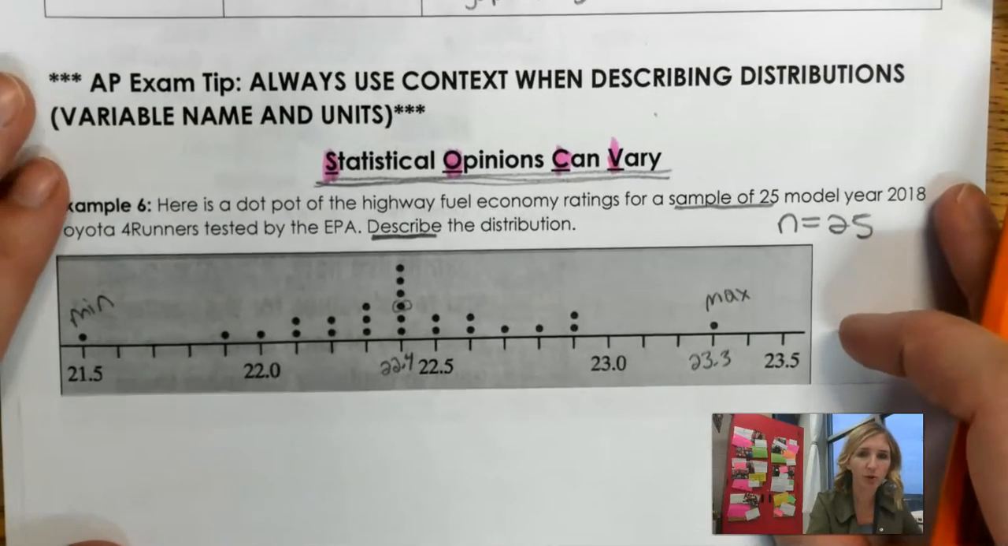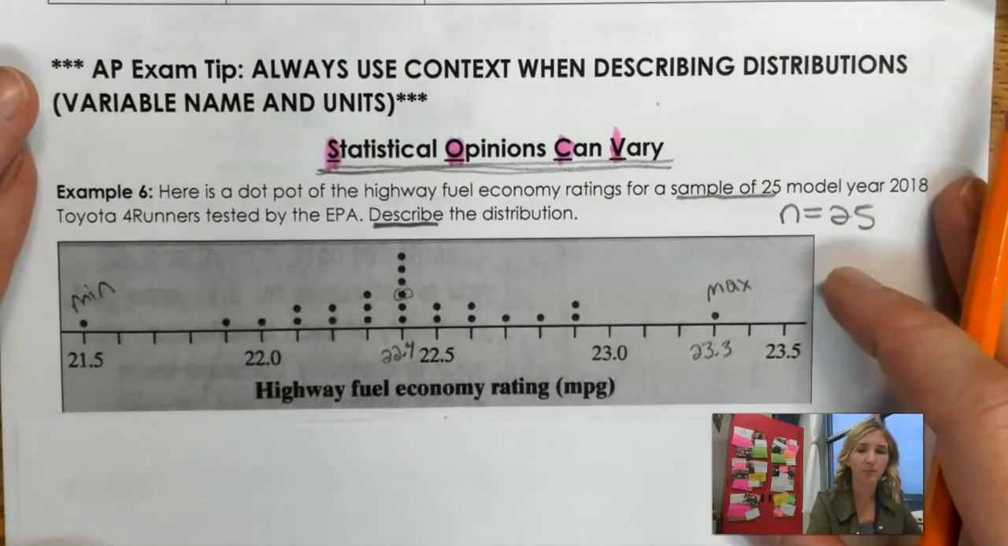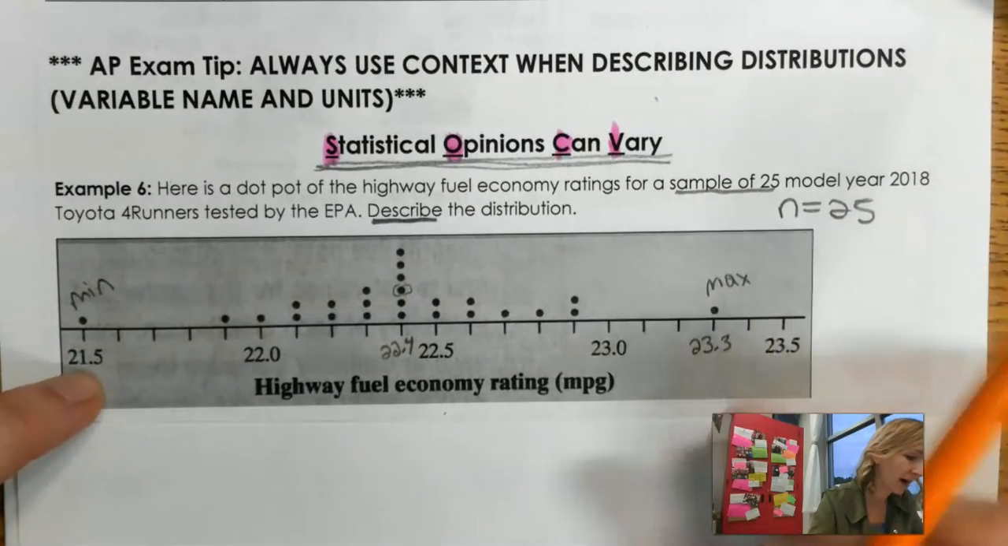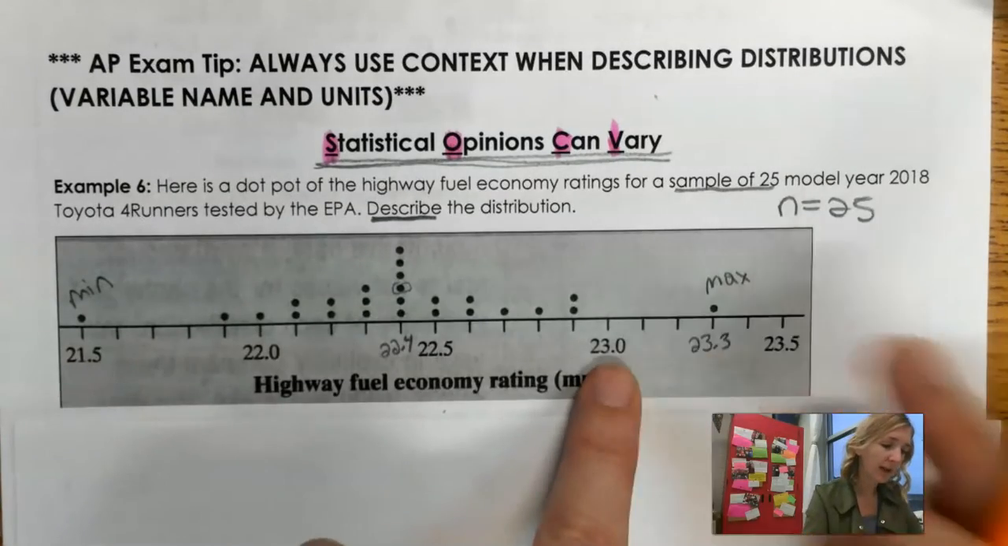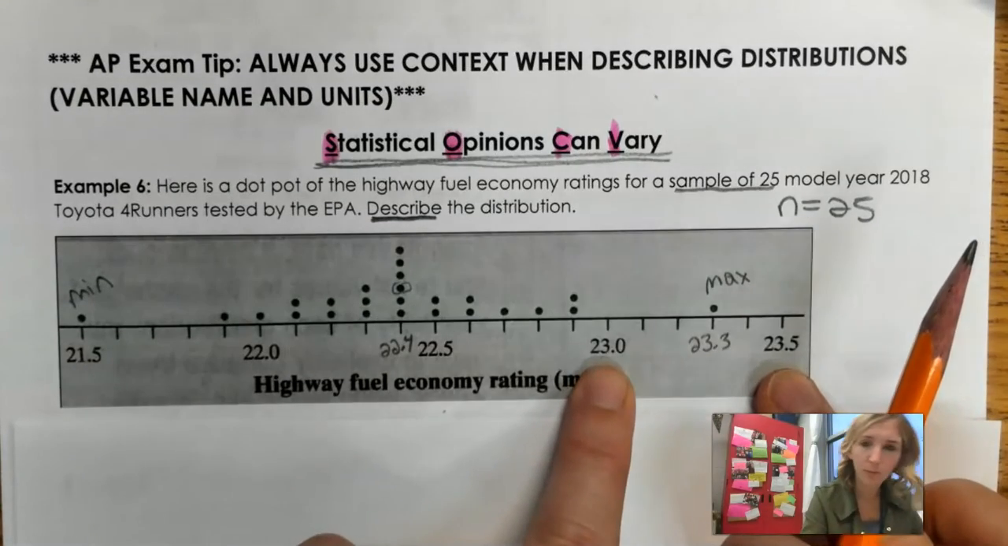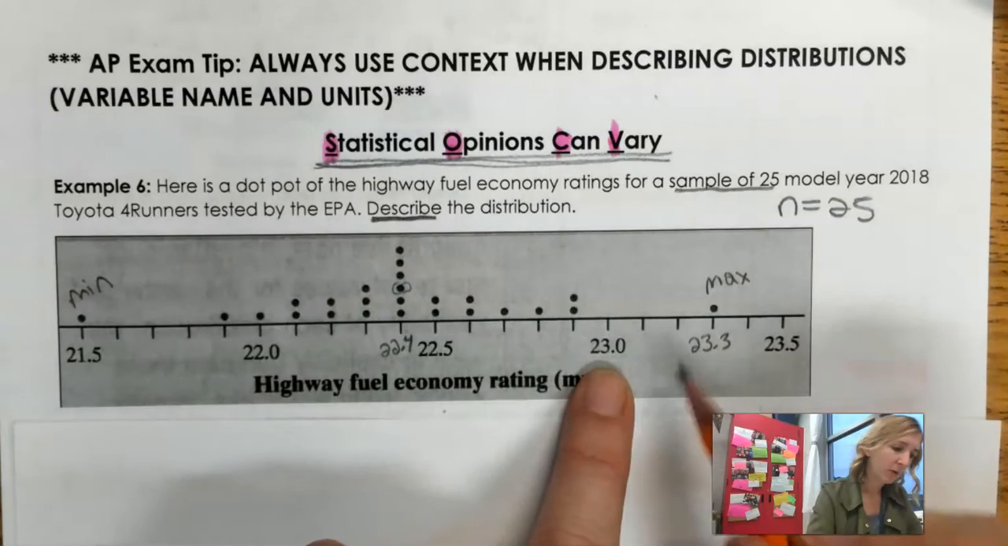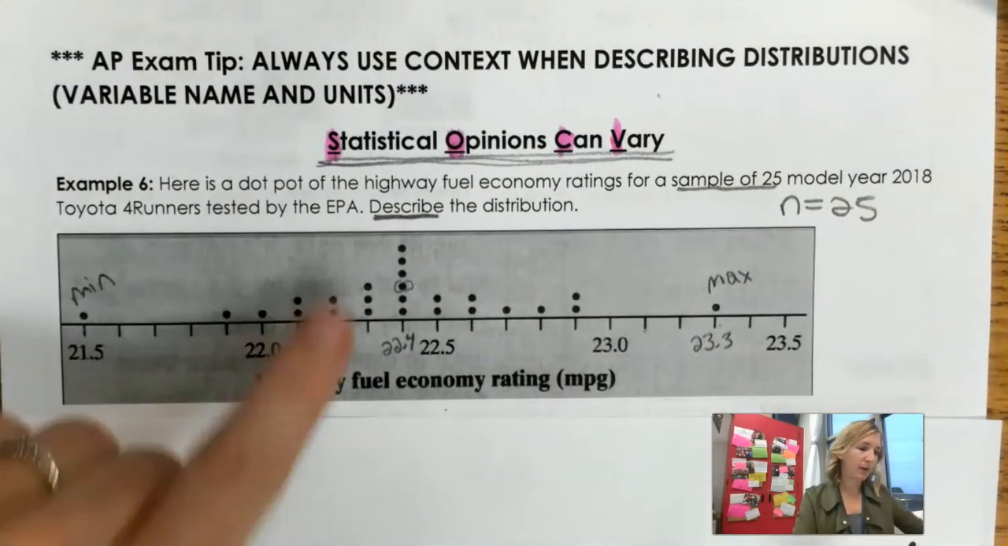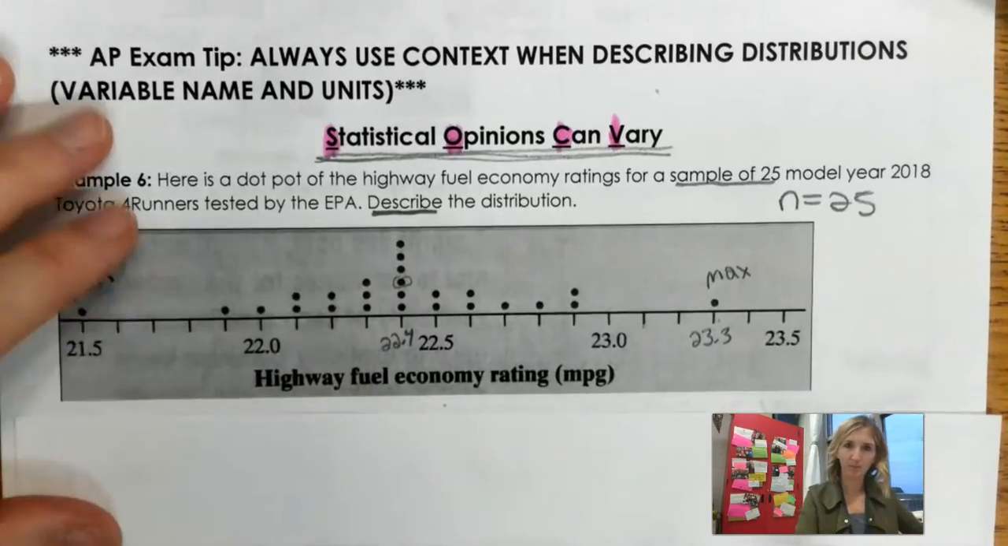So I went ahead and noted a few things on this dot plot. I noted the max and the min: the min is 21.5 and the max is 23.3. I got that because I saw this is 23.0 and this is 0.5, so it has to go in order, 1, 2, 3, 4. I also circled this dot right here. We'll talk about that in a minute.